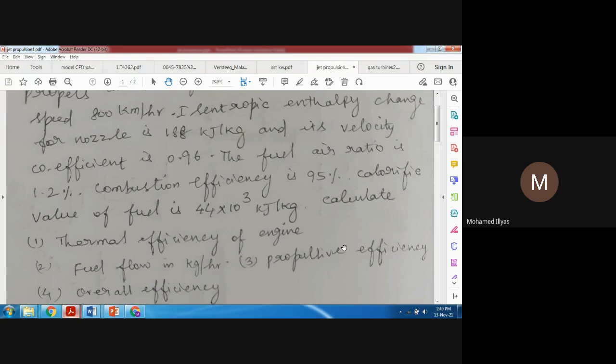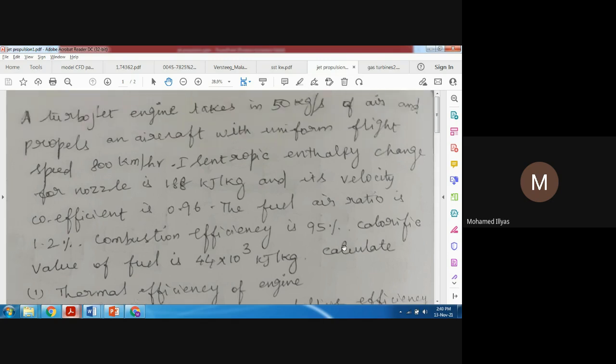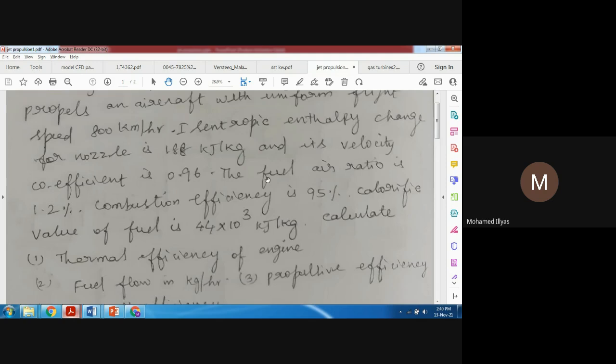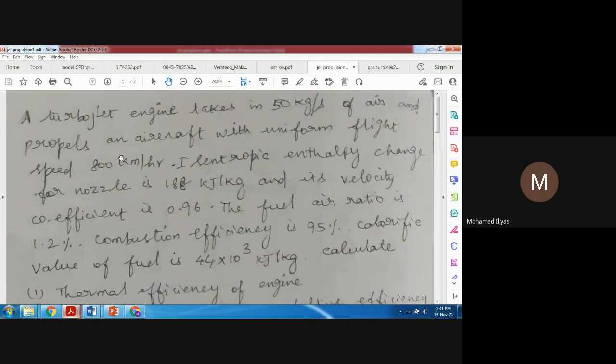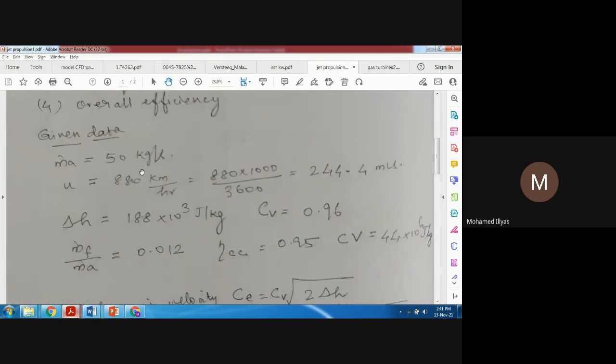So these problems are very easy. We directly substitute into the relations and we get the answer. Direct substitution, easy. The thing is we need to clearly understand the data given here. So writing the given data, mass flow rate of the air is 50 kg per second, and they have given the flight speed. Flight speed, we use the notation u. It is around 800 km per hour.